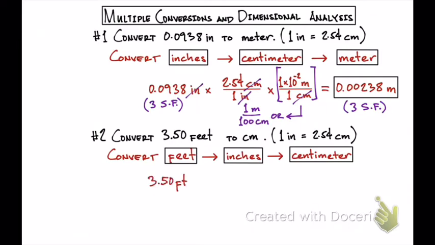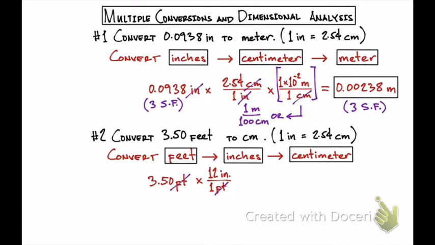So we're going to write down what's given, 3.50 feet, and we're going to convert this to inches, and so the conversion factor would be 12 inches per 1 foot. So we're going to multiply this by the conversion factor, and that cancels the unit feet.